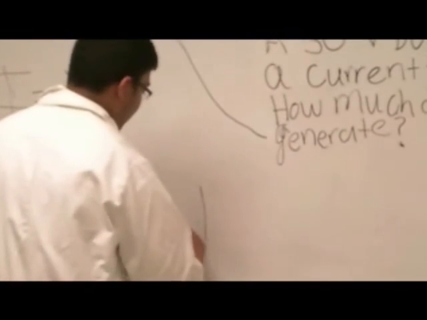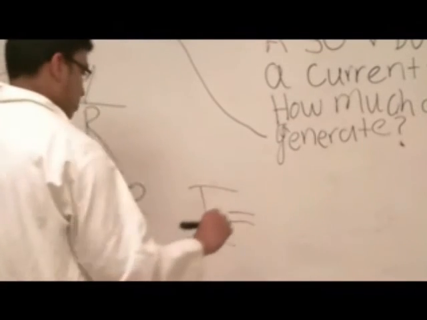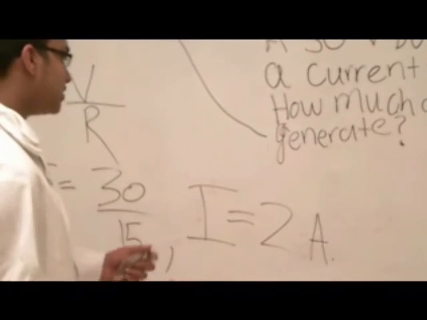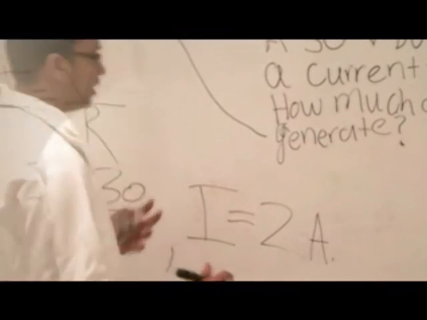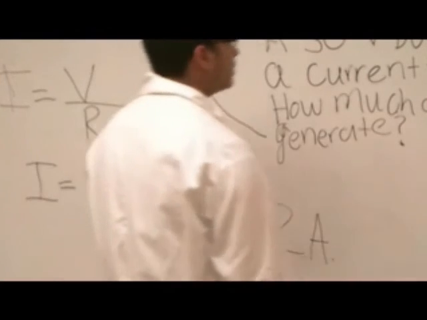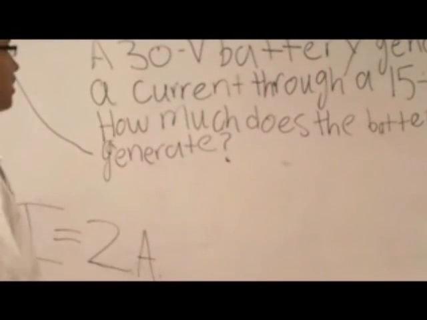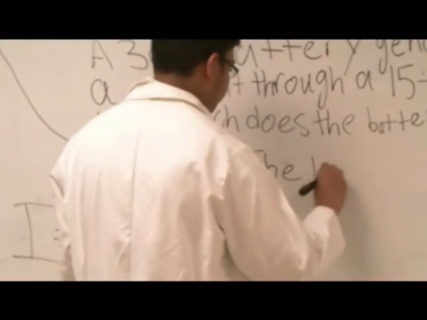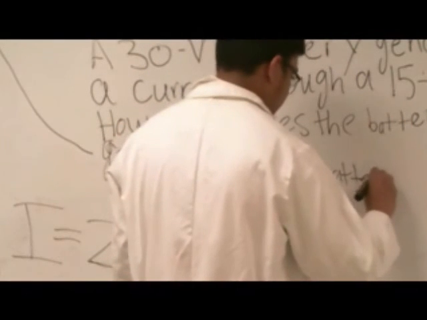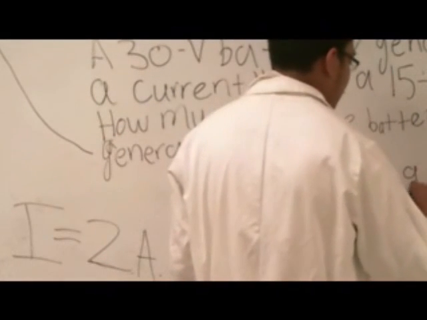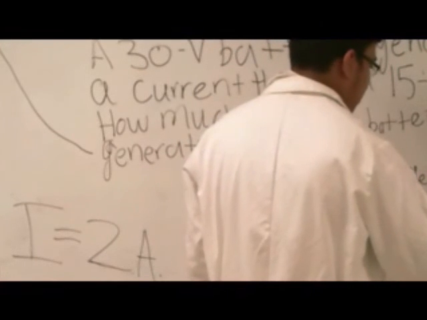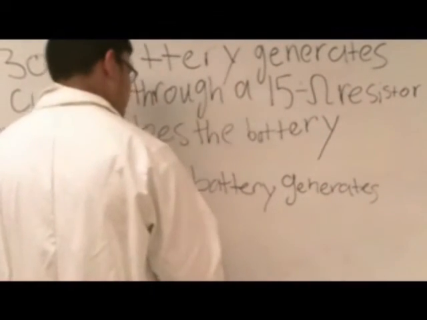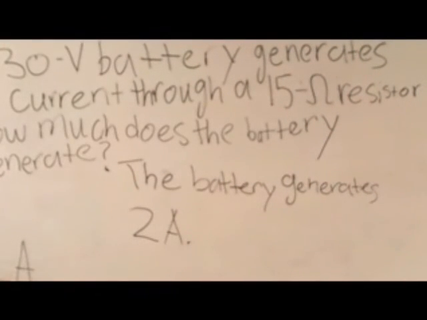So I equals 2 A. So the battery generates a current of 2 amps. And voila, we have our current.